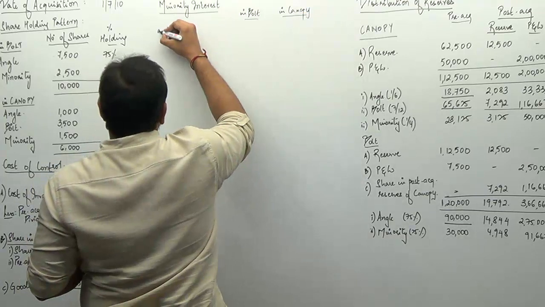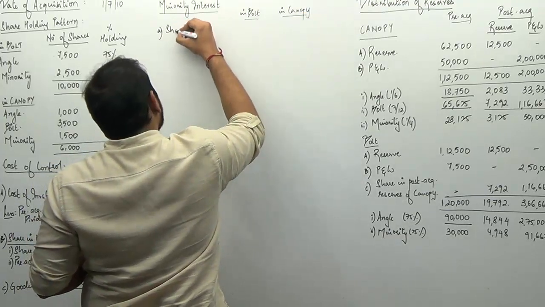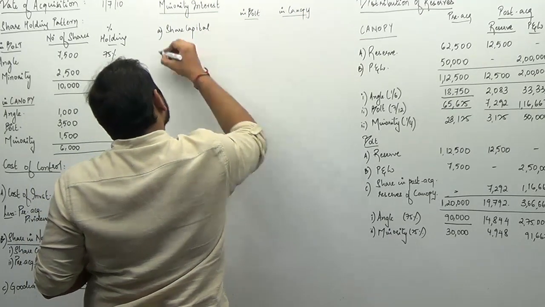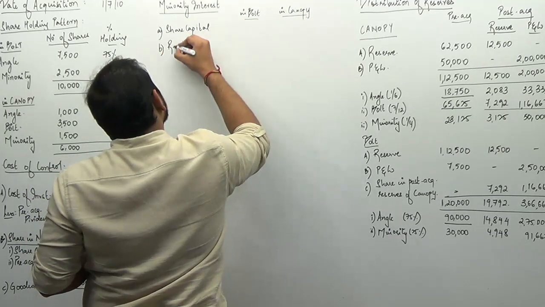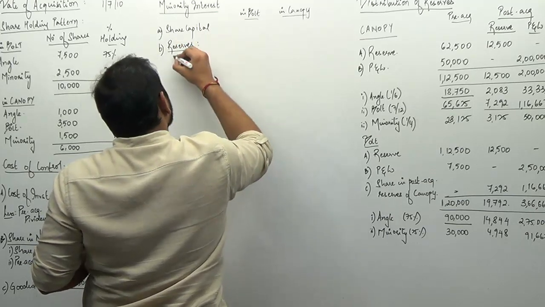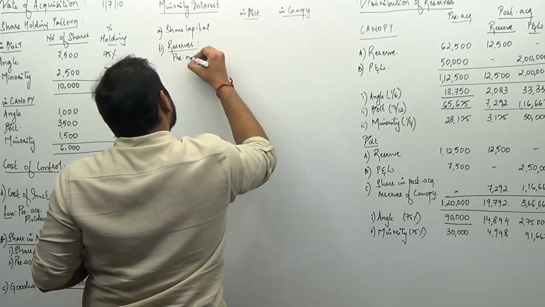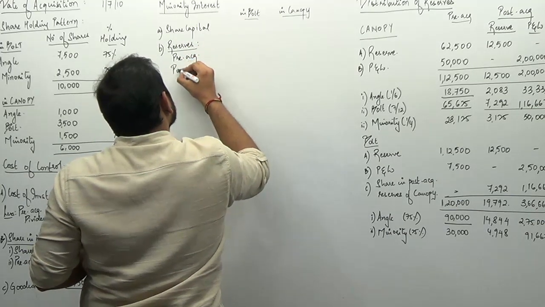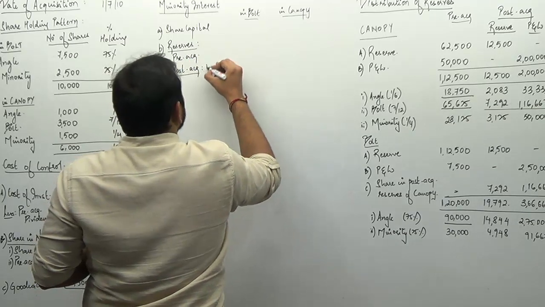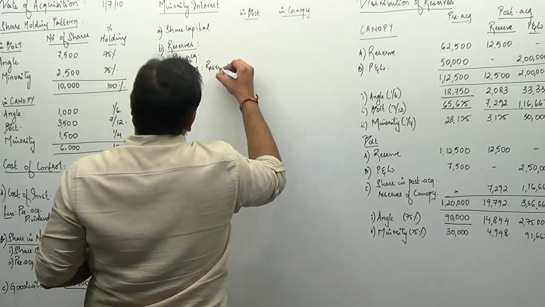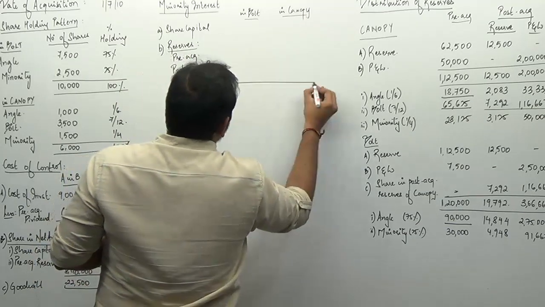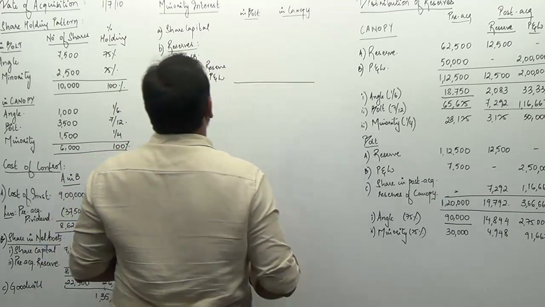Their share in net assets represented in the form of share capital and reserves. Reserves again, pre-acquisition reserve and post-acquisition reserves. Post-acquisition reserve again, I have a reserve and I have a P&L. And this will be giving me my total minority.